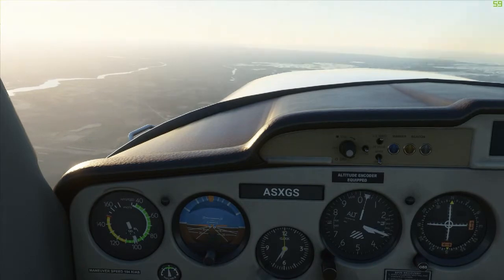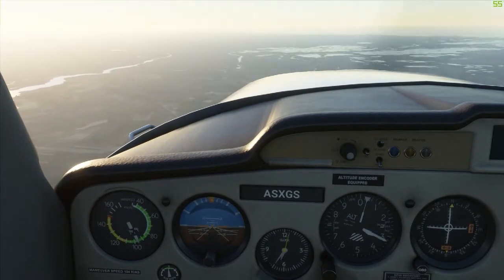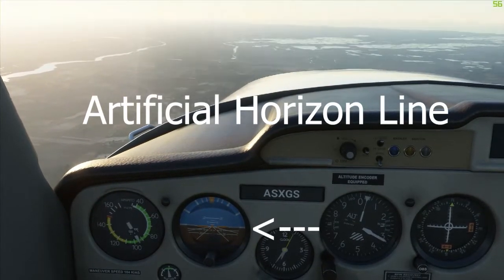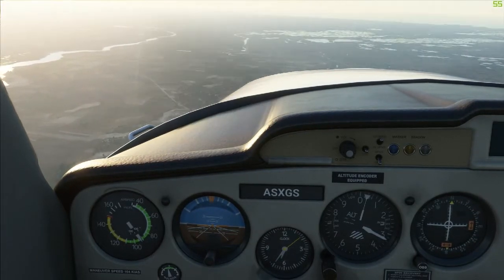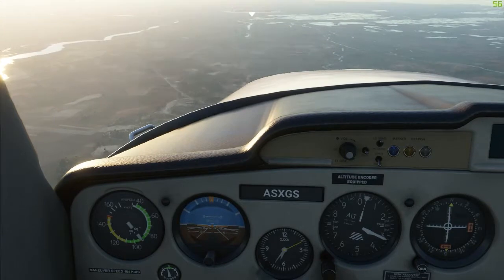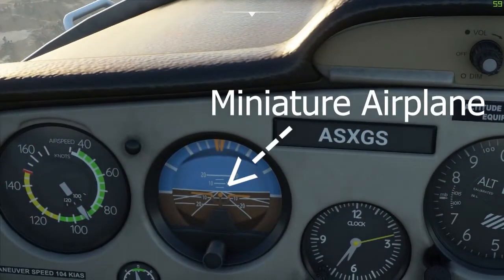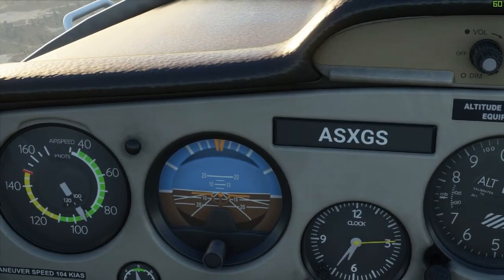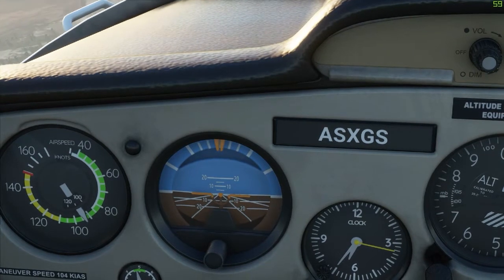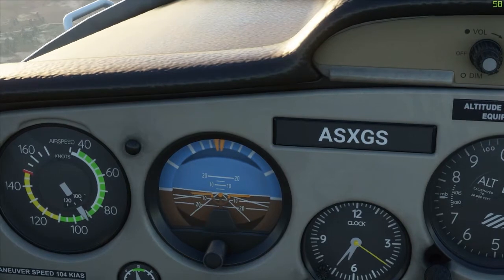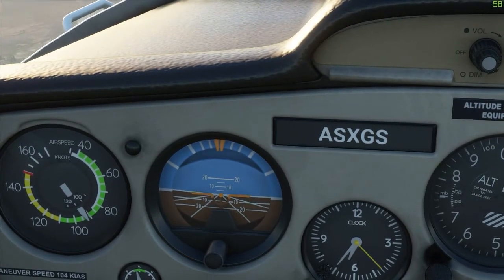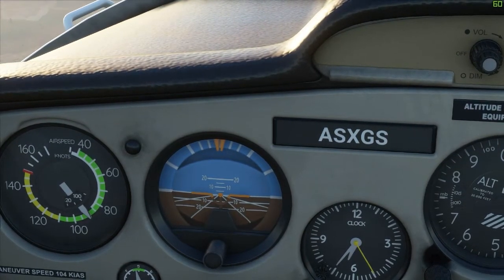The main features of an attitude indicator are an artificial horizon line, also known as the horizon bar, and a miniature airplane, which is fixed to the case of the instrument. This symbolic airplane moves with the instrument case and the real airplane, while the horizon line remains level with the real horizon outside.